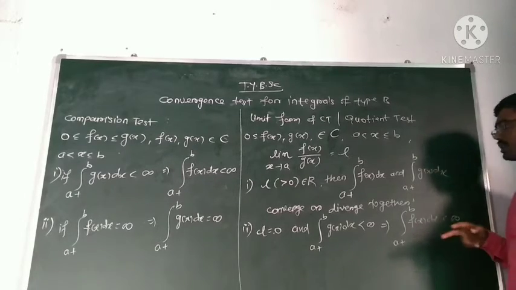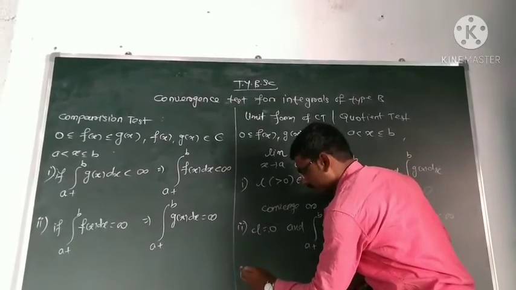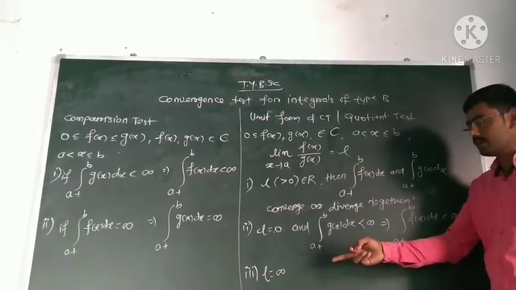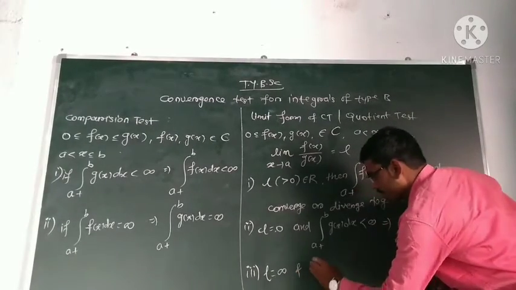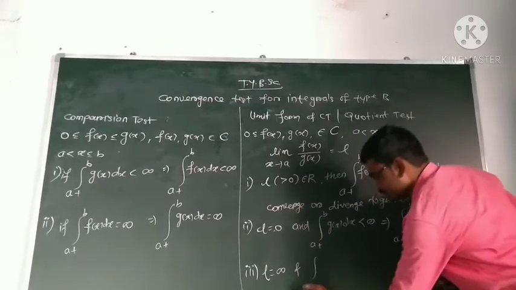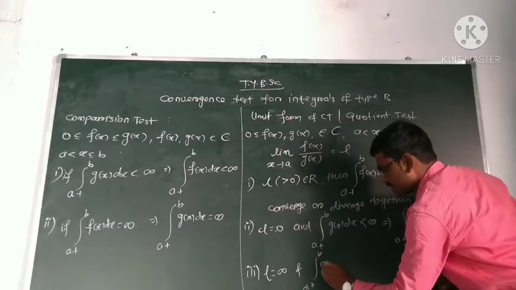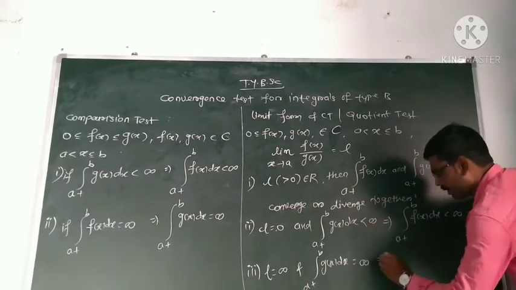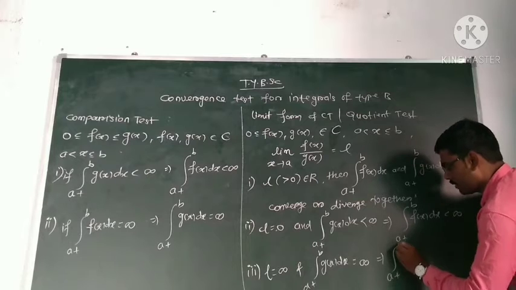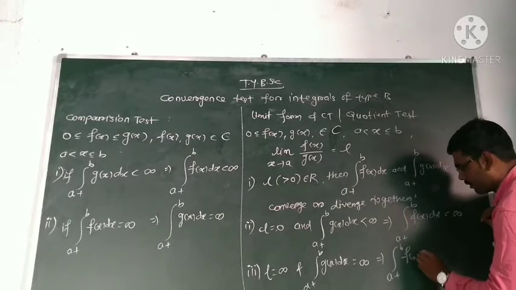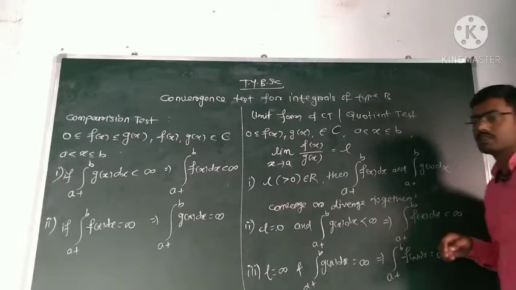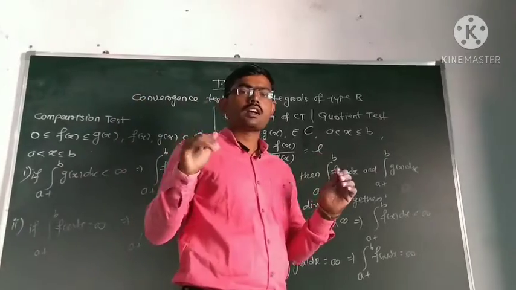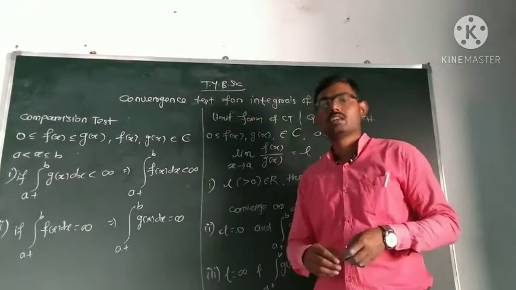The third case is if this limit is infinite and the improper integral of g is divergent, then the improper integral of f is also divergent. This is the limit form of comparison test. Both tests are very much similar to their previous tests.